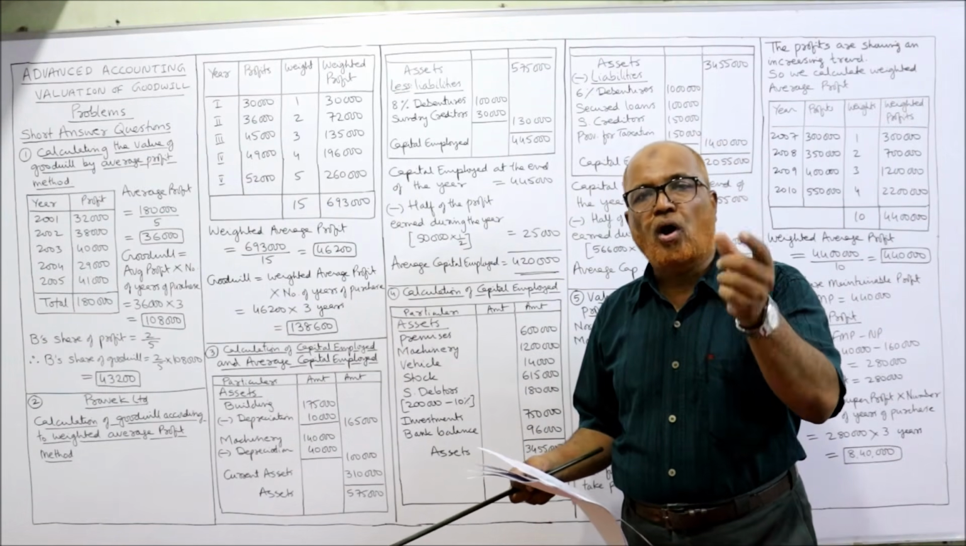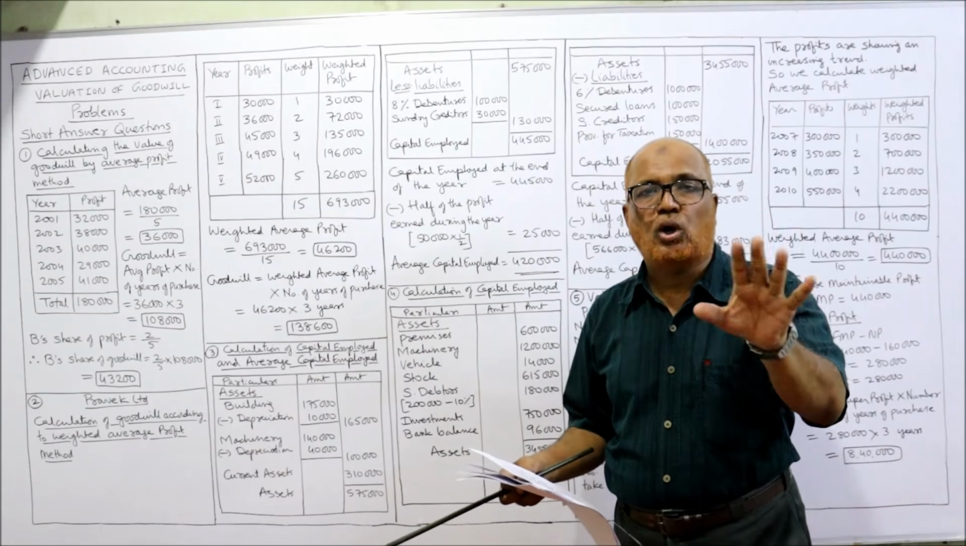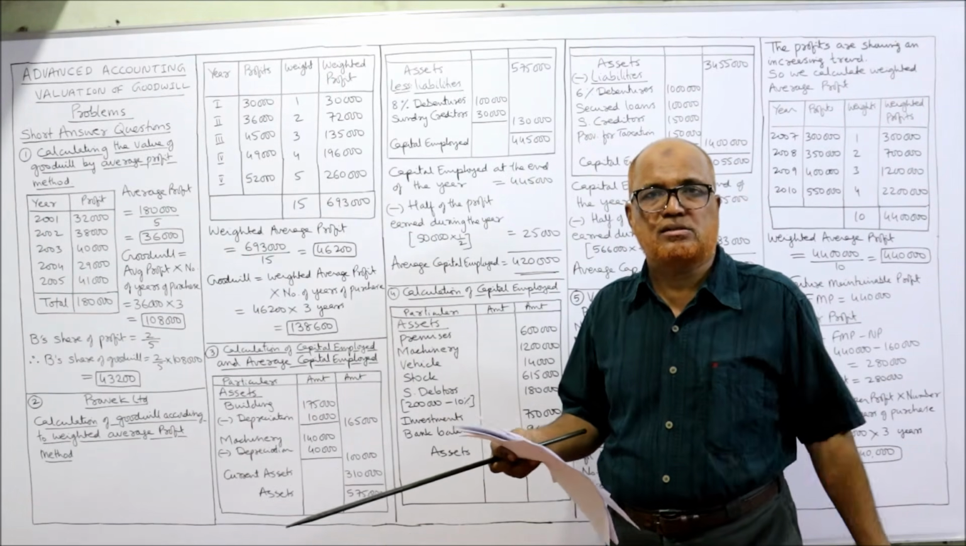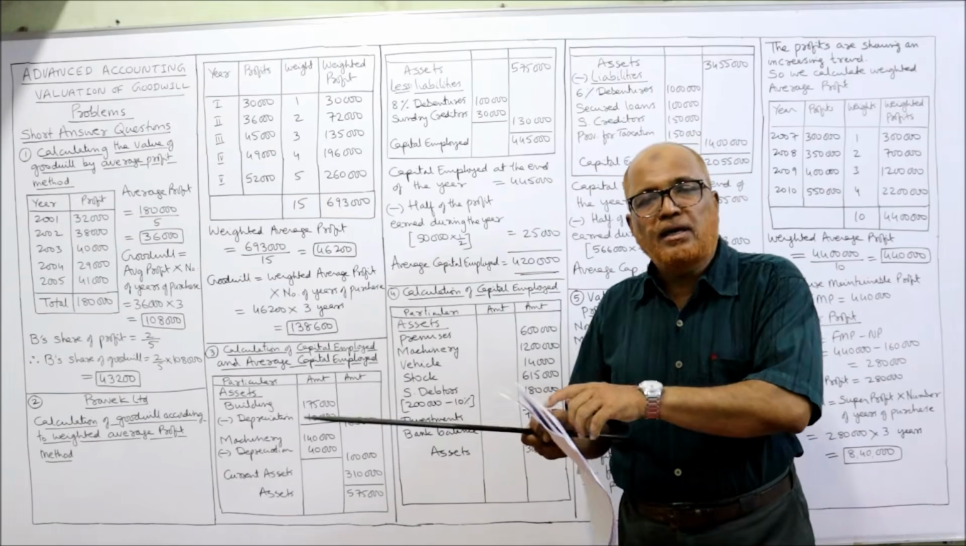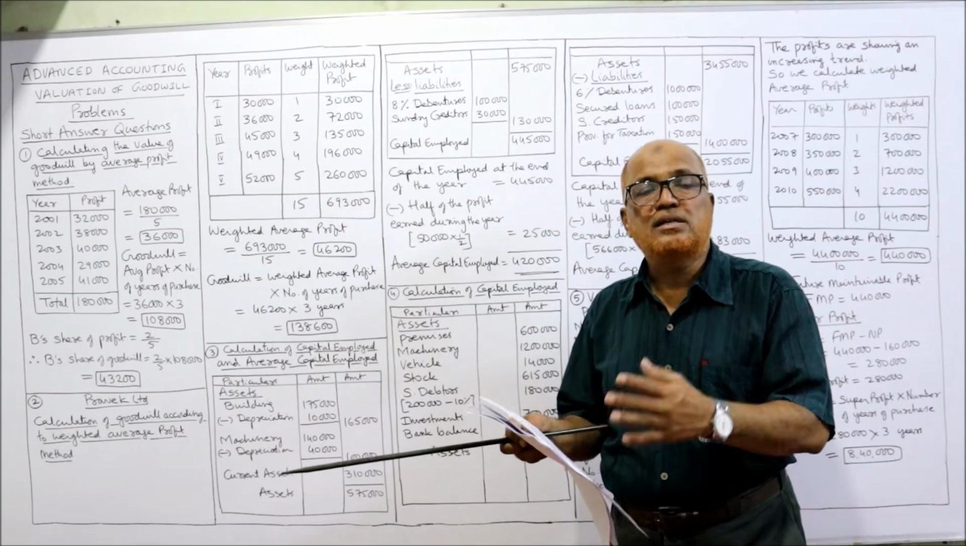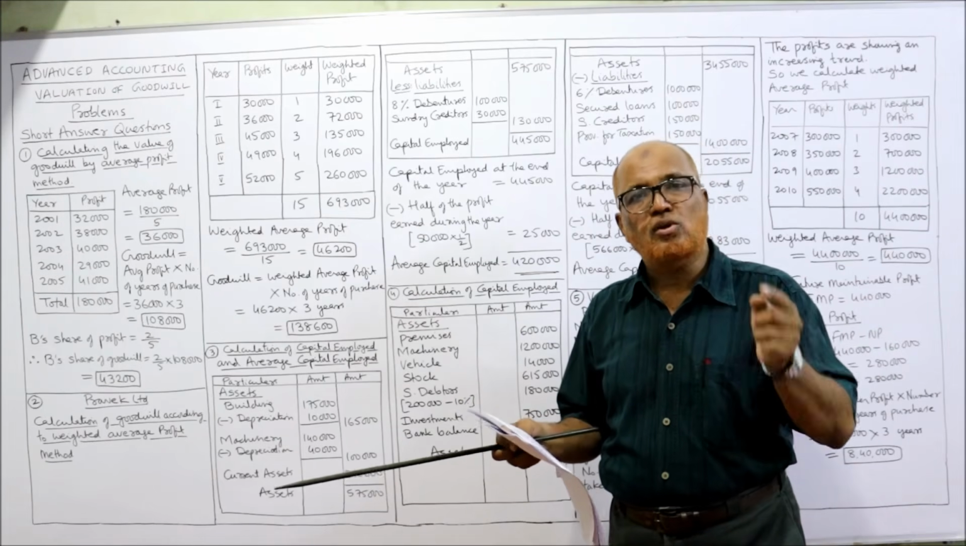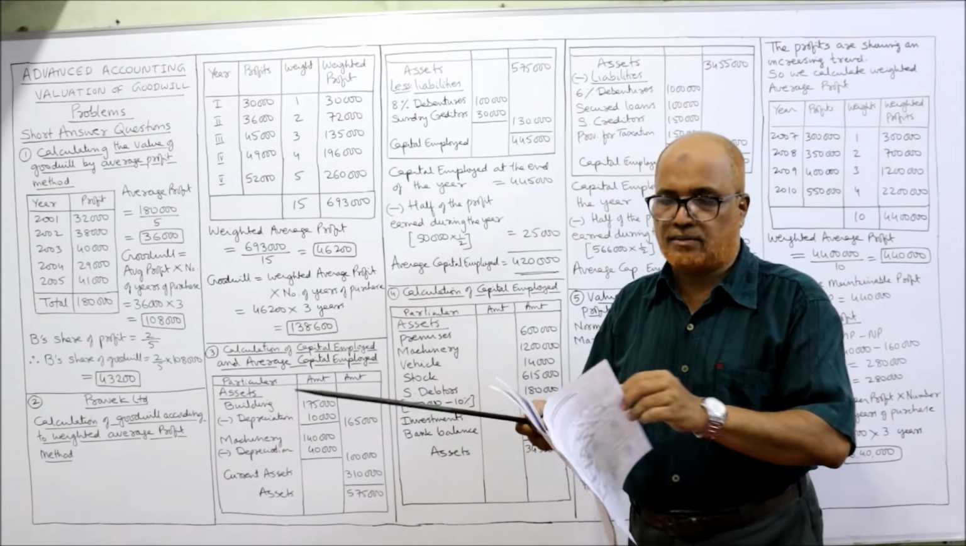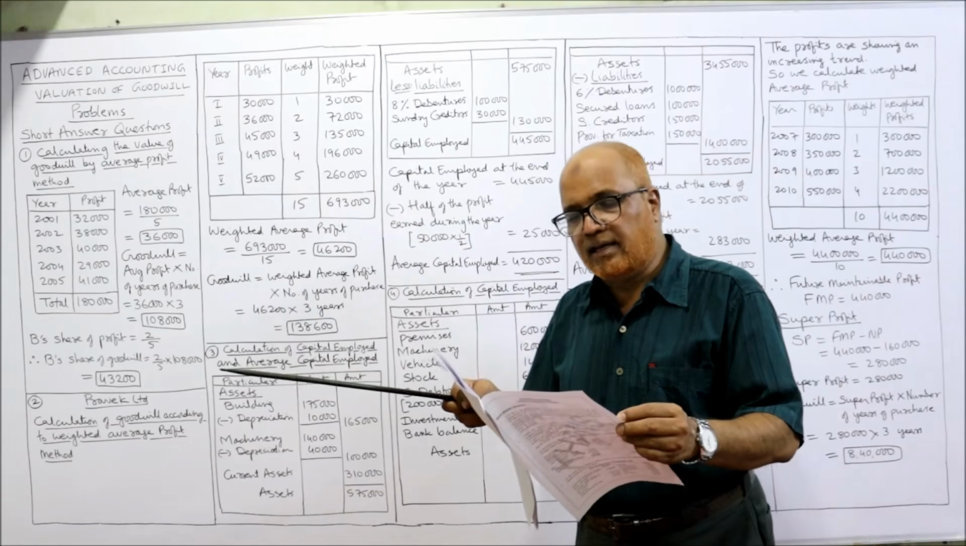Actually, if it is a non-trade investment, like government securities, we should not take it. But here it is given that the investment is for replacement of machines. It's a trade investment, so we must take it into account. Then bank balance we will take.